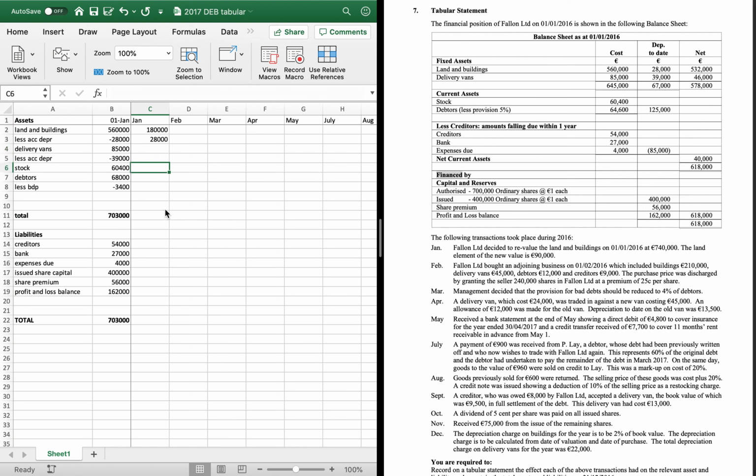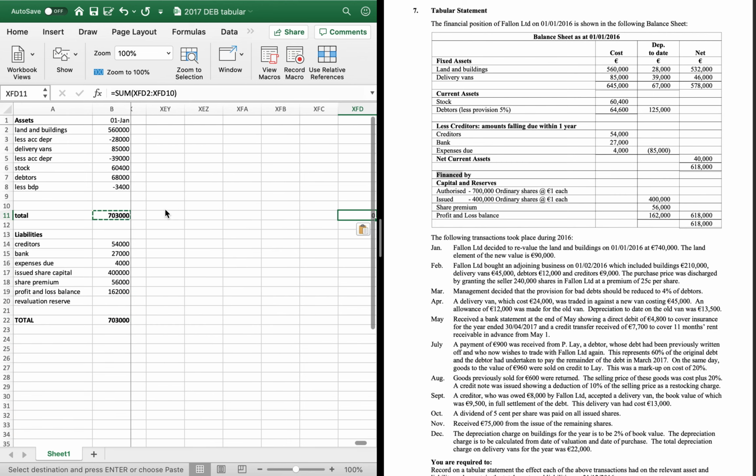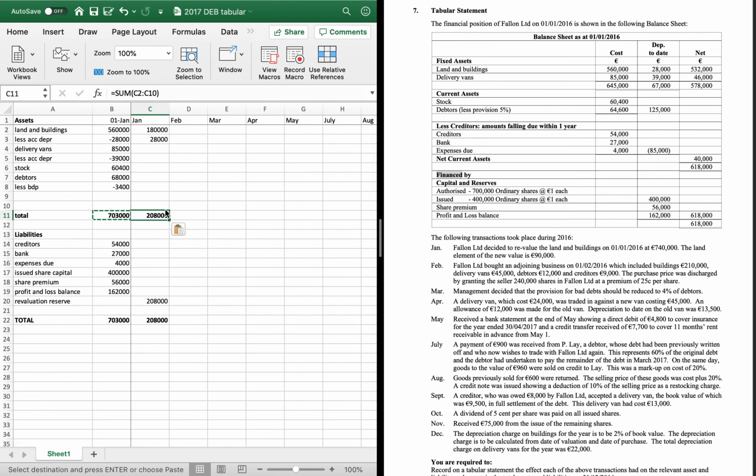And then we know when we revalue, we've got a revaluation reserve in our finance buy. So that needs to go into your liabilities. And your revaluation reserve is always your depreciation charge for the year, in this case there is none because it's on January the 1st, and then your increase, so it's the 180 and the 28, which is 208,000. And obviously if you total them, they should both be the same. So that's January. You'll have that pretty much in every question.